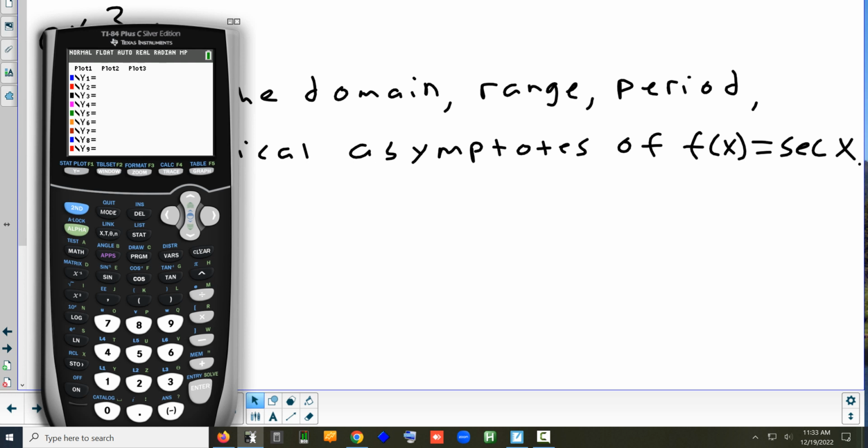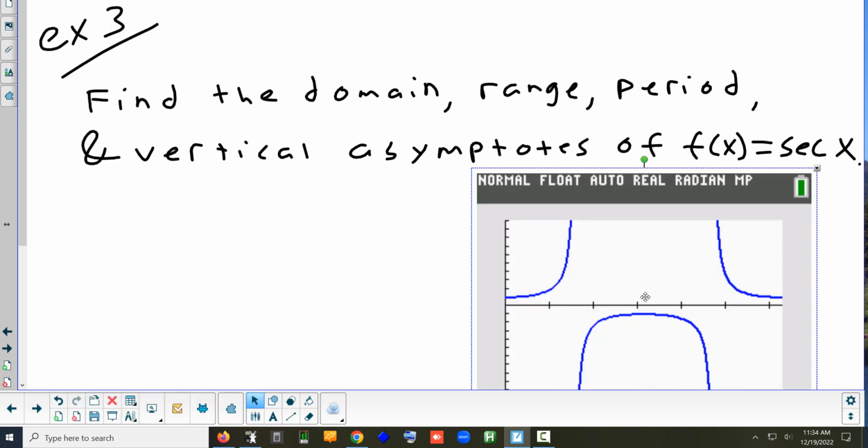All right, how would I put secant in on the calculator? 1 over cosine. And let's set the window from 0 to 2 pi. This should give us an idea of the period. How many U-shapes are we looking at in total in that picture? One U-shape, and then how many of the N shapes? One. So this is one full cycle.